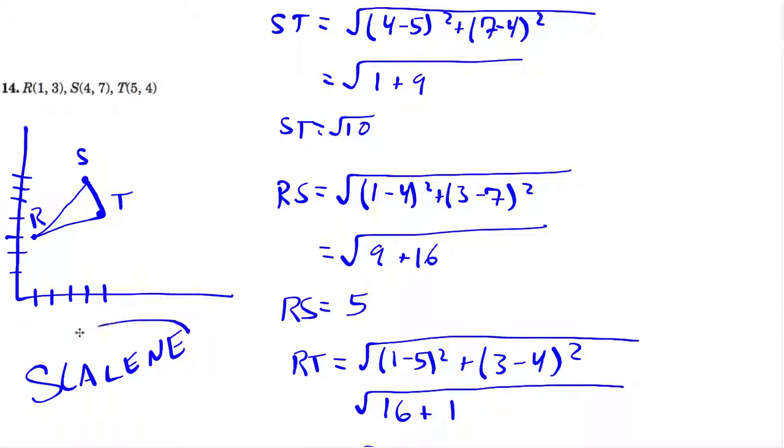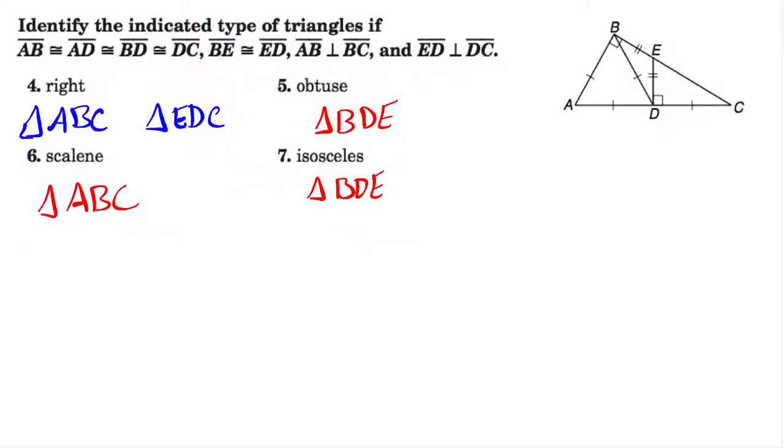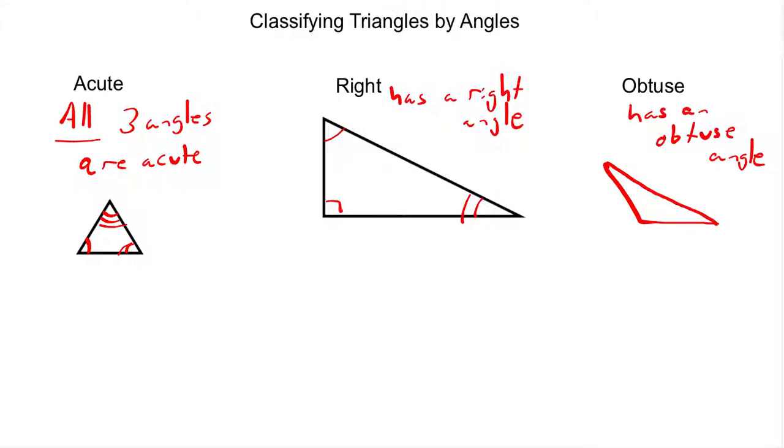All right, that's it for this lesson. Make sure that you remember the distance formula and really just how to classify these. Understand what it means to be equilateral, isosceles, and scalene, and then also acute, right, and obtuse.